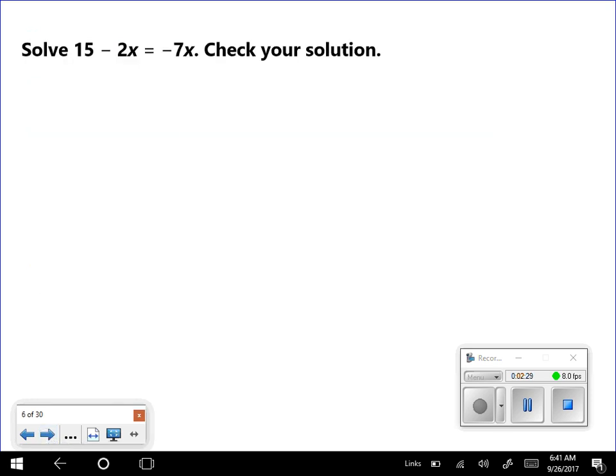Alright, so here's our first example. So the equation says 15 minus 2x equals negative 7x. So as you can see, we have a variable here and a variable here. Well, in getting our variable alone, that makes it pretty tough because we have a variable on both sides. So what we want to do is get all of our variables to one side. So since on this side I have a constant and a variable, I'm going to try to move this variable that way so that I have all my variables to one side of the equation.